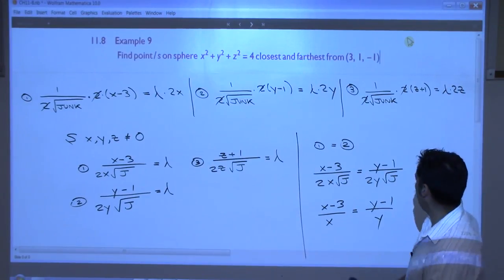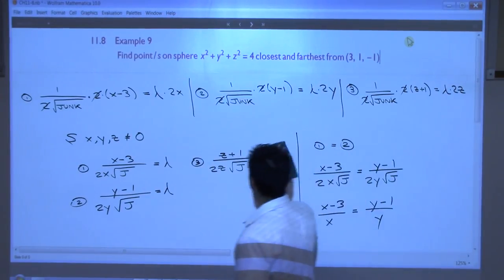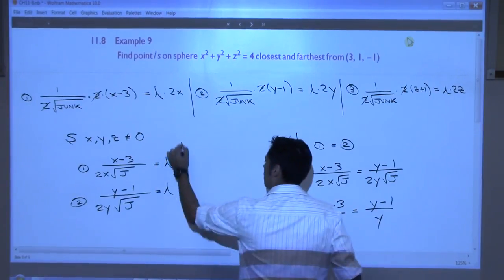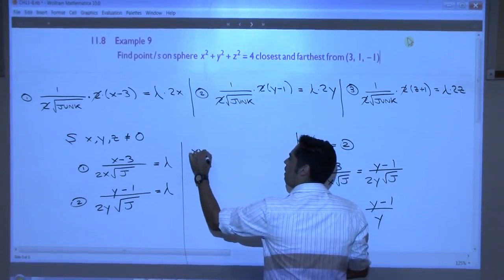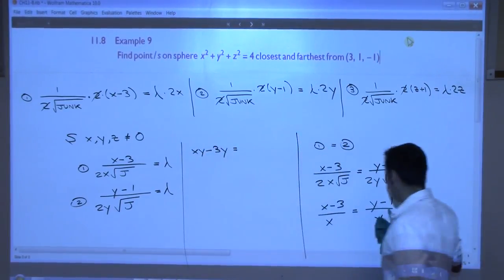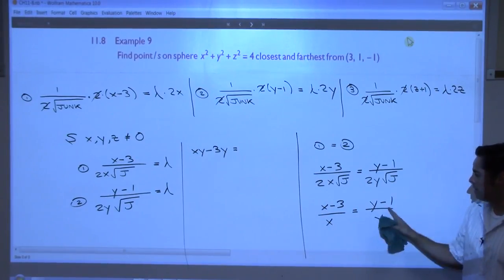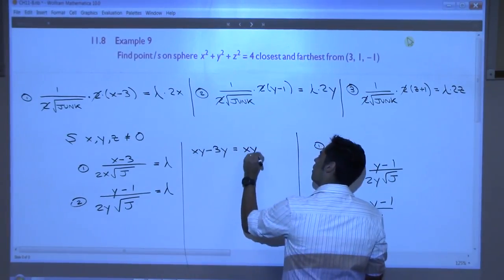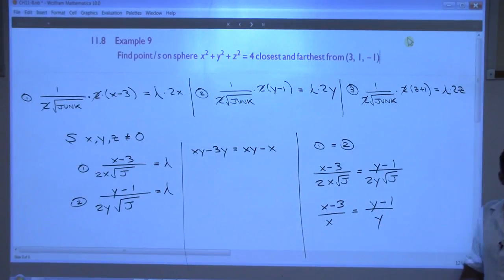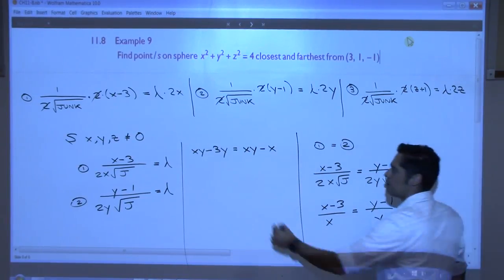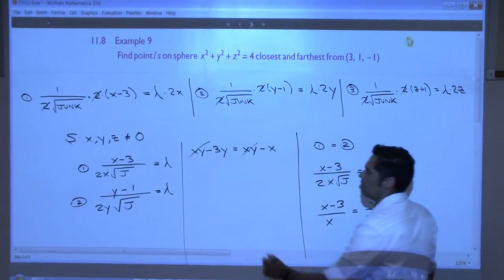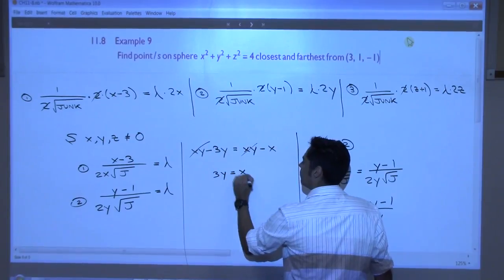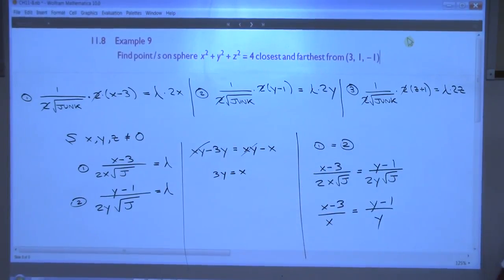I'm going to continue working. I guess I'll just work right in here. I'm continuing this. Multiply this side by y, you get xy minus 3y equals. Multiply both sides by x. X goes away here. You get xy minus x. You see how nice this is about to be? Subtract xy on both sides. And you get that, what, 3y is x? That's a relationship between x and y now, isn't it?